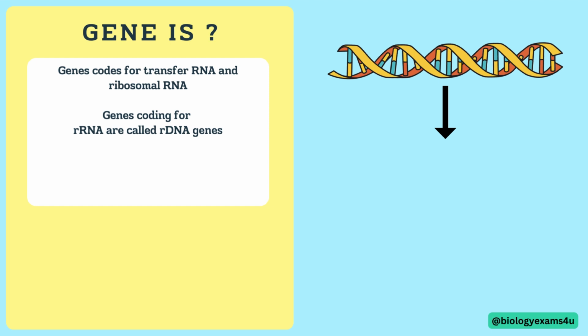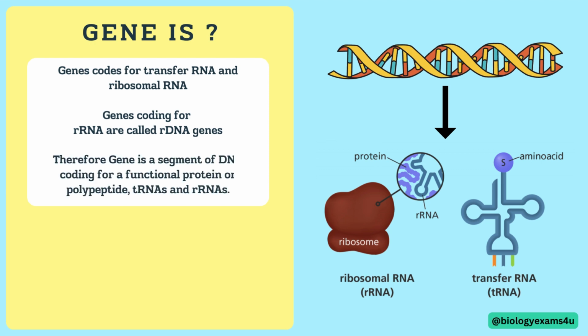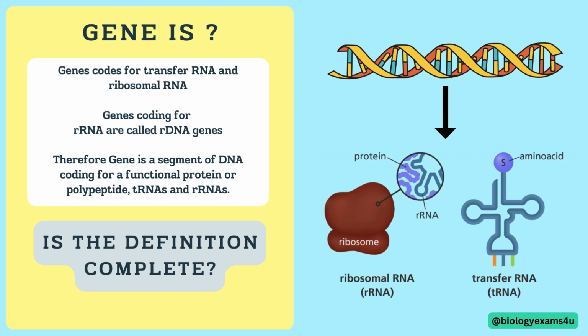A gene codes for not only protein, it can directly code for ribosomal RNA that makes the ribosomes, and also tRNA that is involved in translation. Now the definition has changed. A gene is a segment of DNA that codes for a functional protein or a polypeptide, tRNAs and rRNAs.